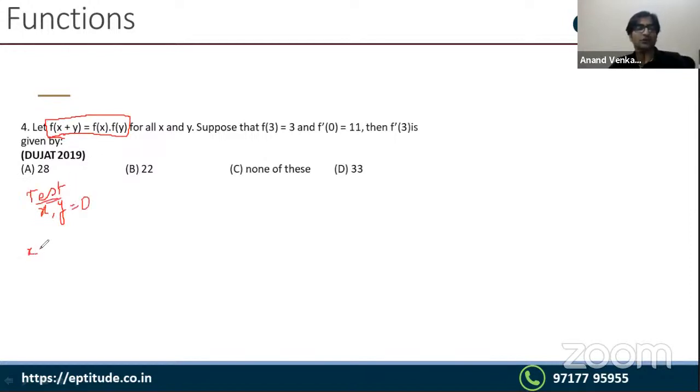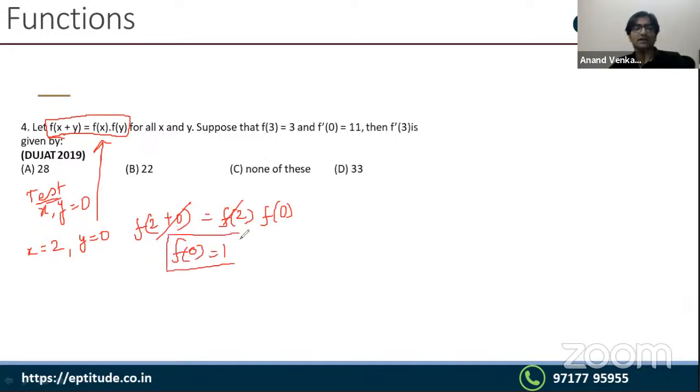Like for example, if you put x equal to any value, let's say x equal to 2 and y is equal to 0, right? And I substitute this here. What will happen? F of 2 plus 0 will be equal to f of 2 into f of 0. यही condition आ रही है. But f of 2 plus 0 is f of 2, तो ये तो कट जाएगा. Which means what I get is f of 0 is equal to 1. ये काम की चीज है. तो नोट करो.